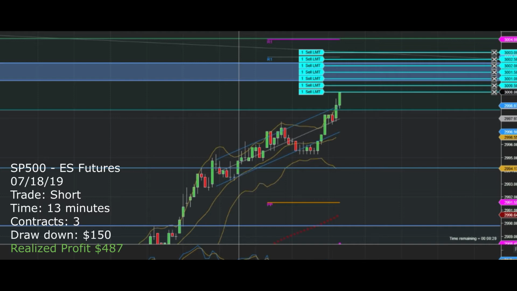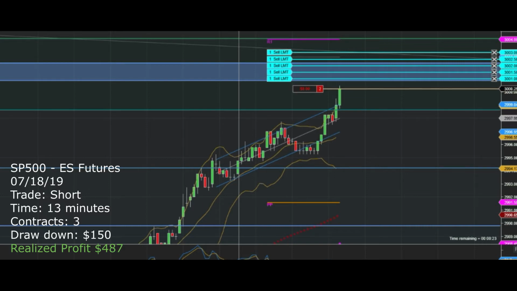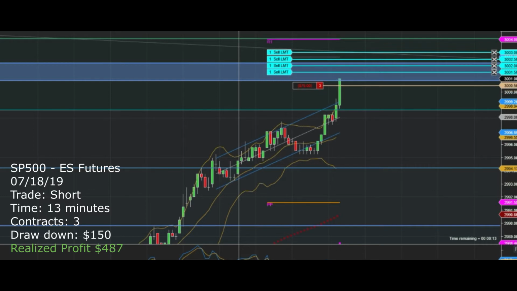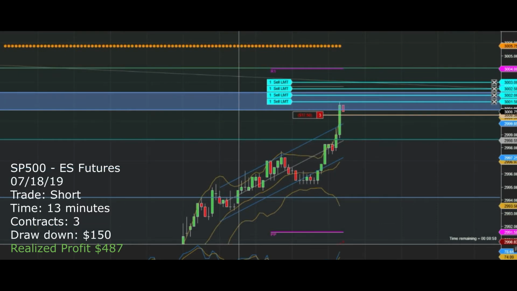Natural tendency is just to want to jump in, but we're letting the price action come to us. We have a fill. Additional fills. More orders waiting up above in case it does continue to move upwards. If not, we're happy to take the contracts that did get filled and ride them to the downside, hopefully.